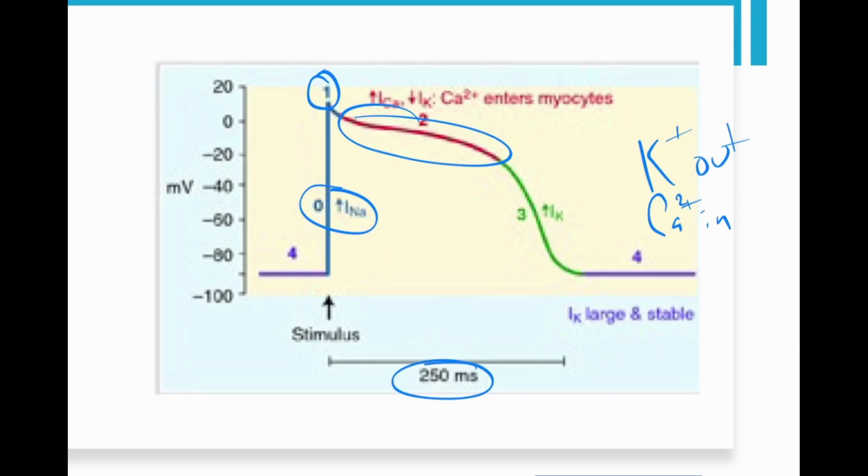It's called this isoelectric point or plateau phase, whatever you want to call it, but it's due to the calcium-induced calcium release. This is why you have this extended phase there. You don't have it in the other cells. You don't have it in nerve cells because they don't have this calcium-induced calcium release.